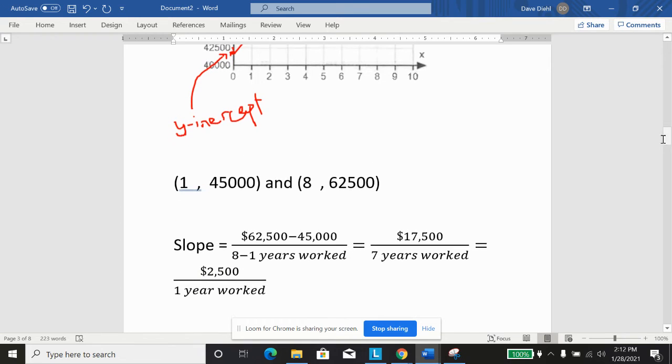He subtracted the y values and did 62,500 minus 45,000. The years, 8 years minus 1 year. And it turns out that he increased $17,500 over 7 years. He divided that and found out it's about $2,500 per year. So he increased $2,500 every year that he worked. That is what the slope is.